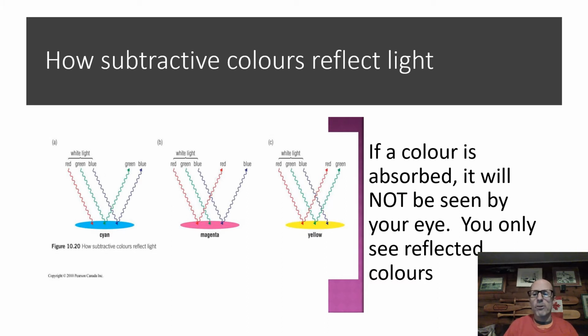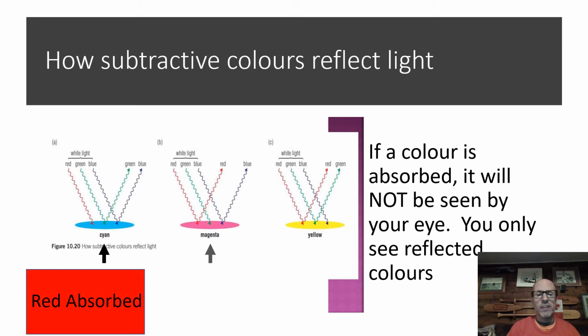The left picture shows a cyan object, which is kind of a turquoise color. If we shine white light on a cyan object, which is a mixture of red, green, and blue, we only get blue and green reflected. Those are the two that you would see. The red light in this case would be absorbed.